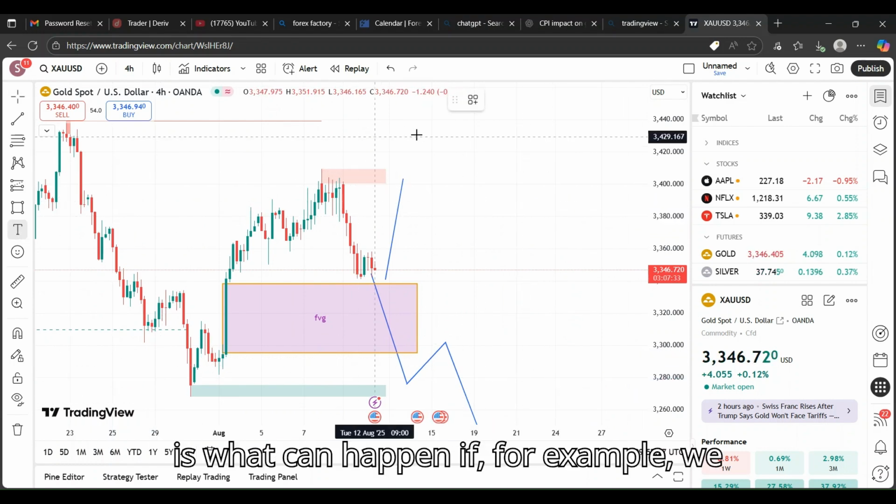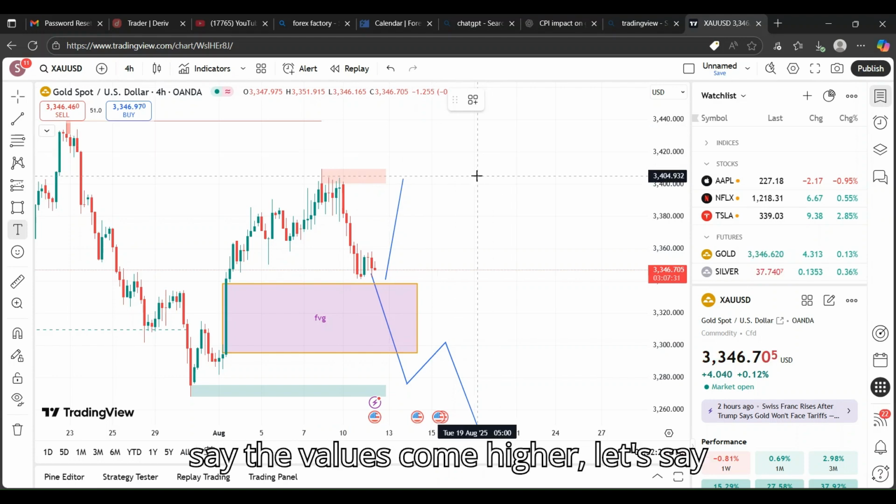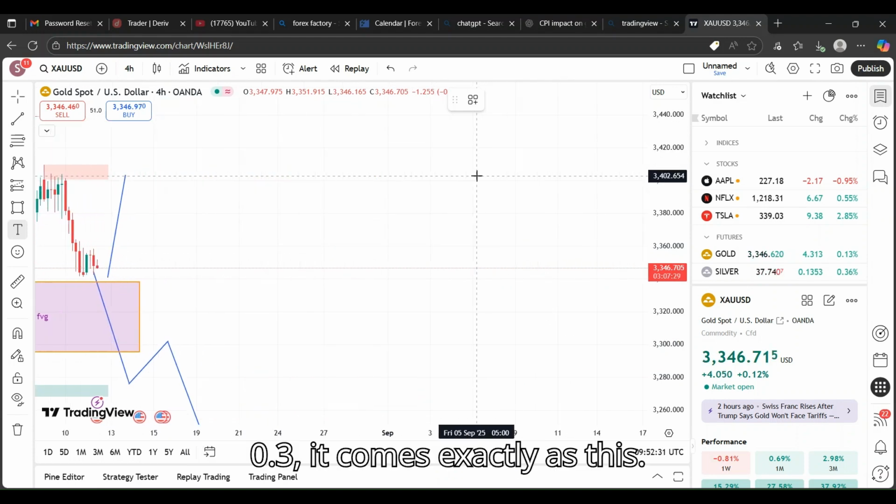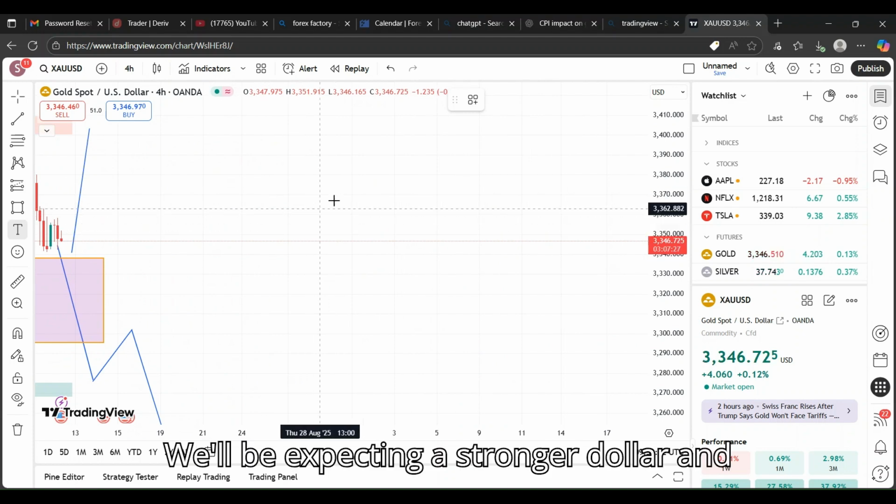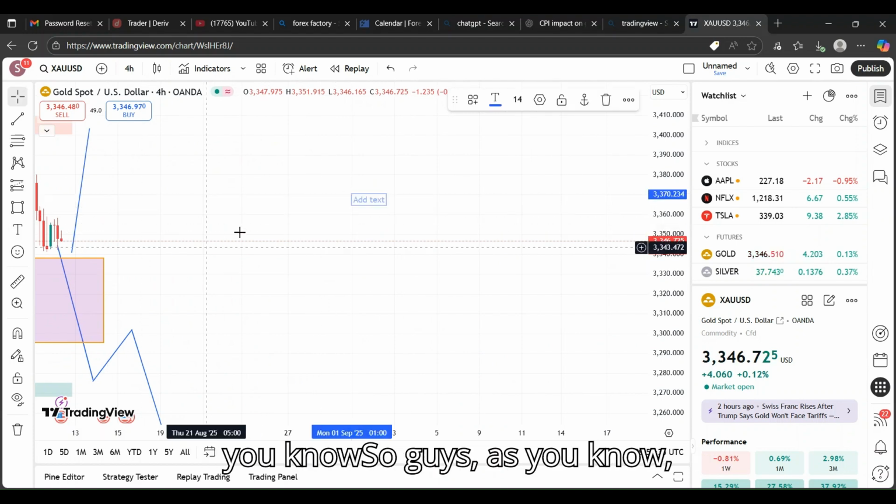So this is what can happen if, for example, the values come higher. Let's say 0.3. It comes exactly as this. We will be expecting a stronger dollar.